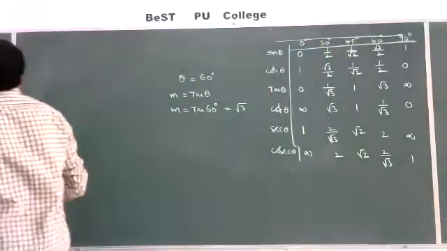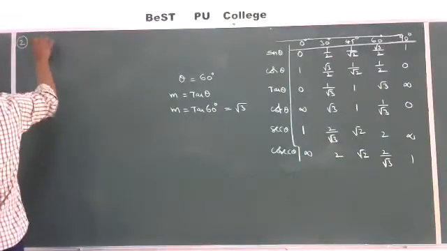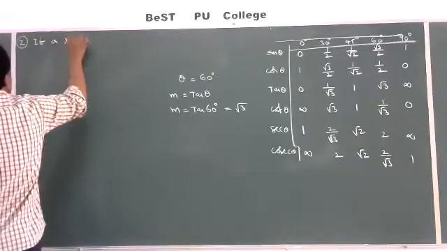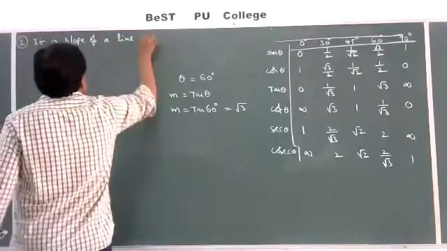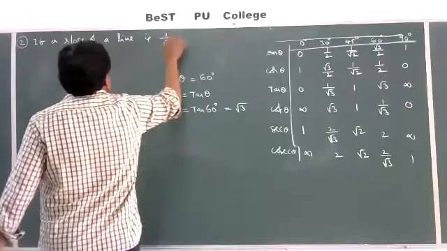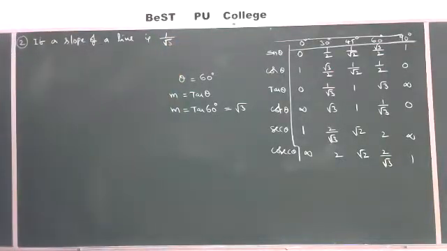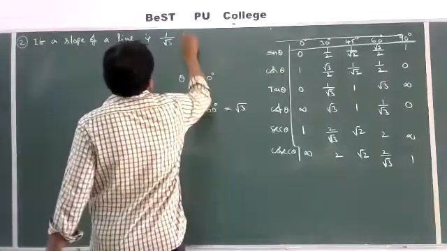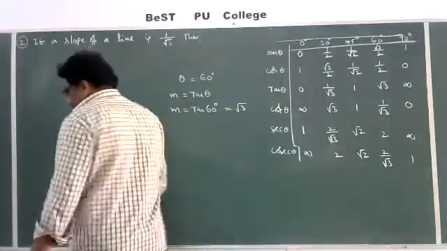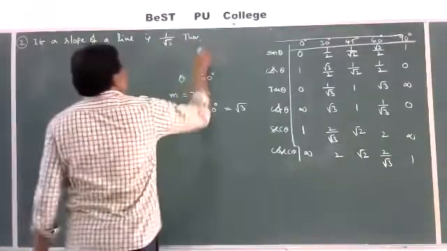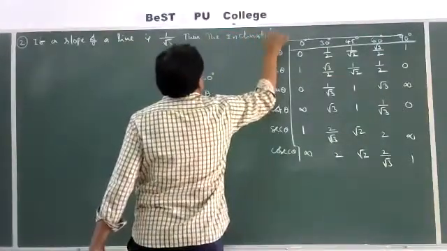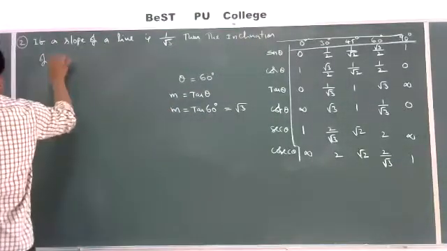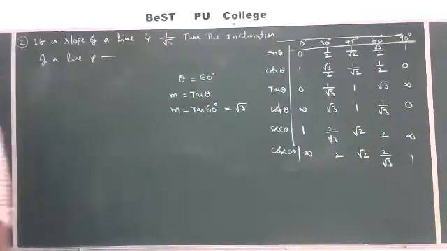A second problem. If the slope of a line is 1 by root 3, then the inclination of the line is? If the slope of the line is given as 1 by root 3.